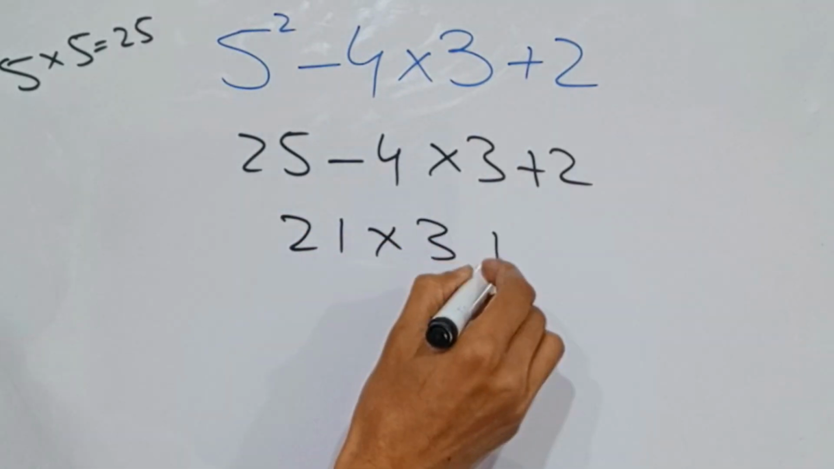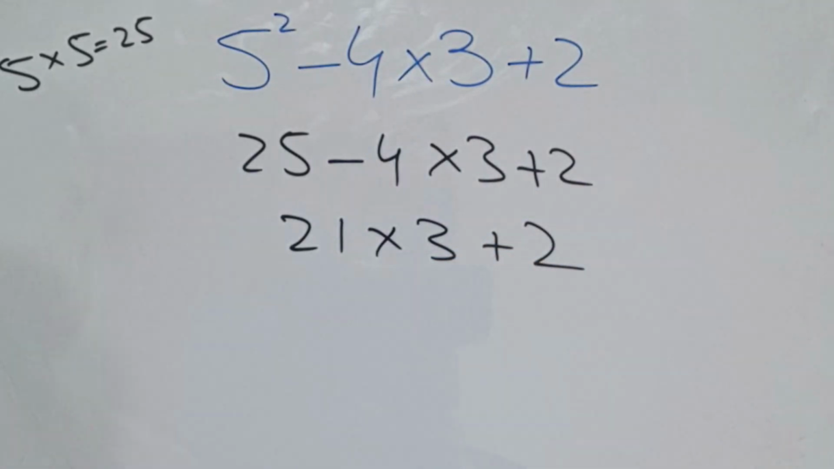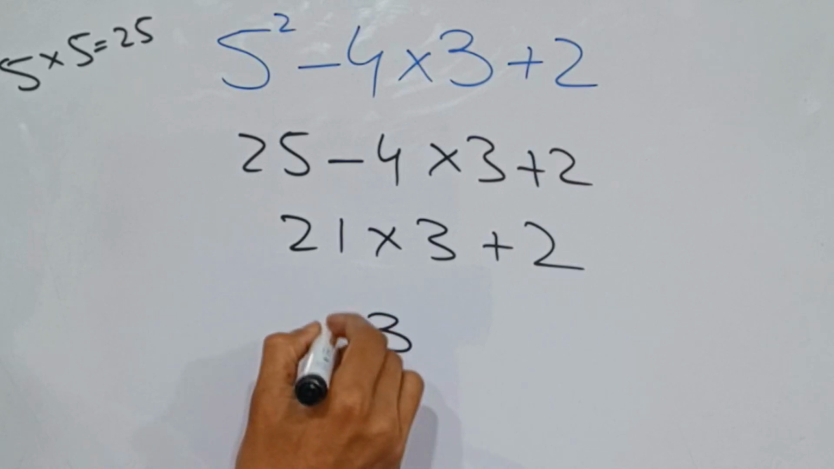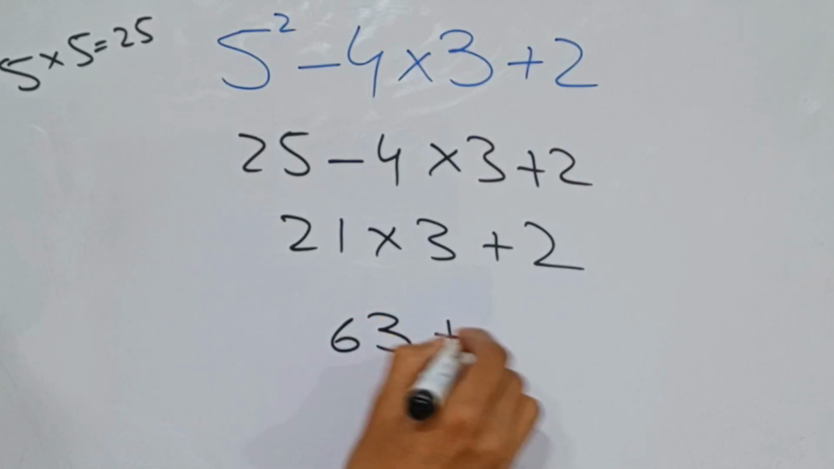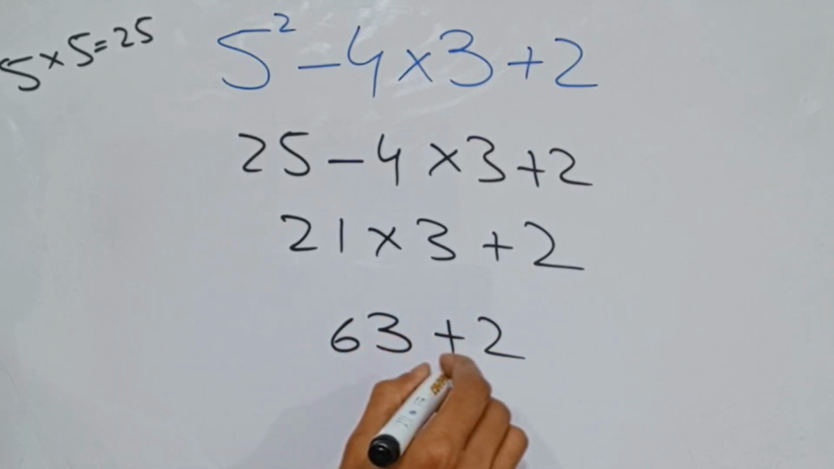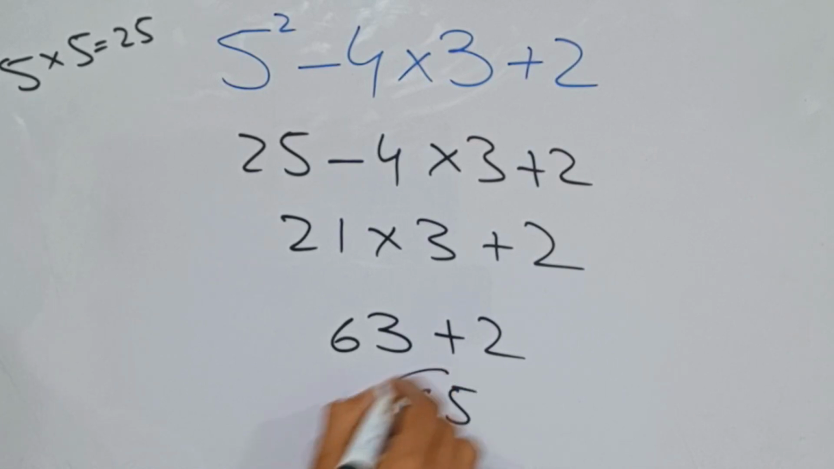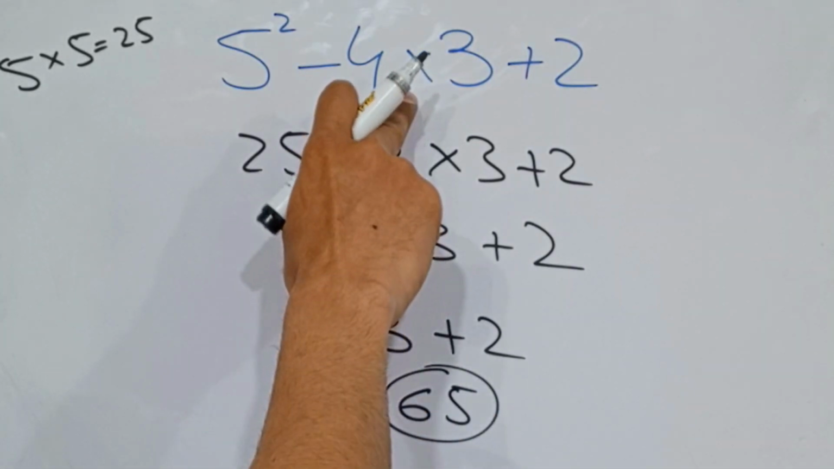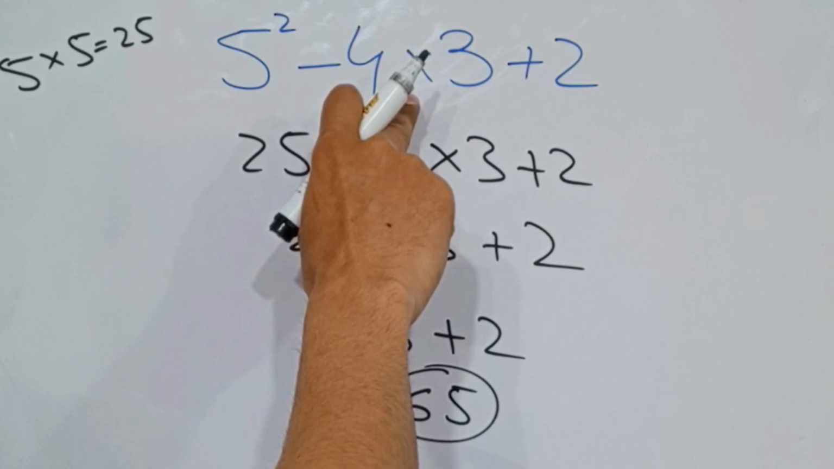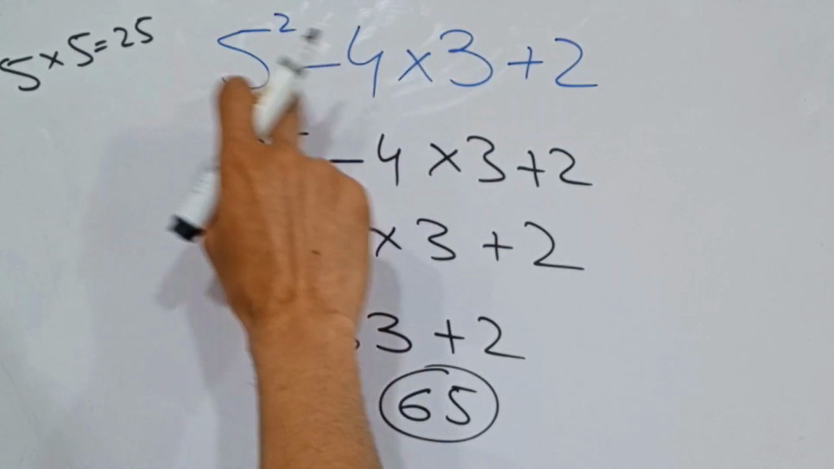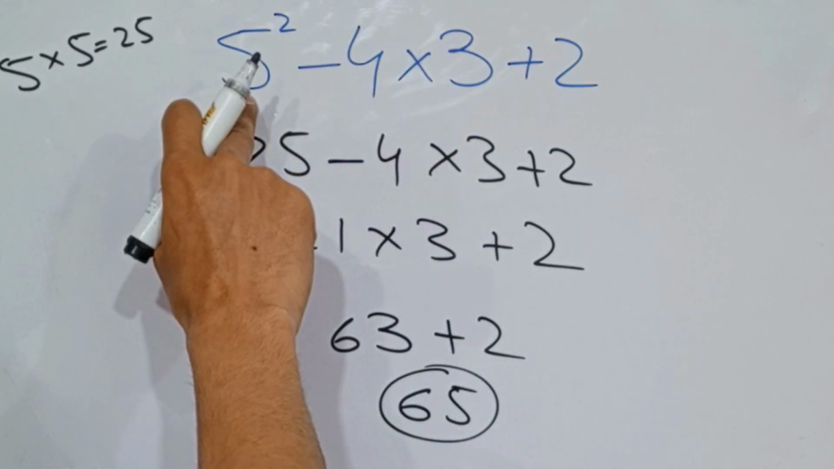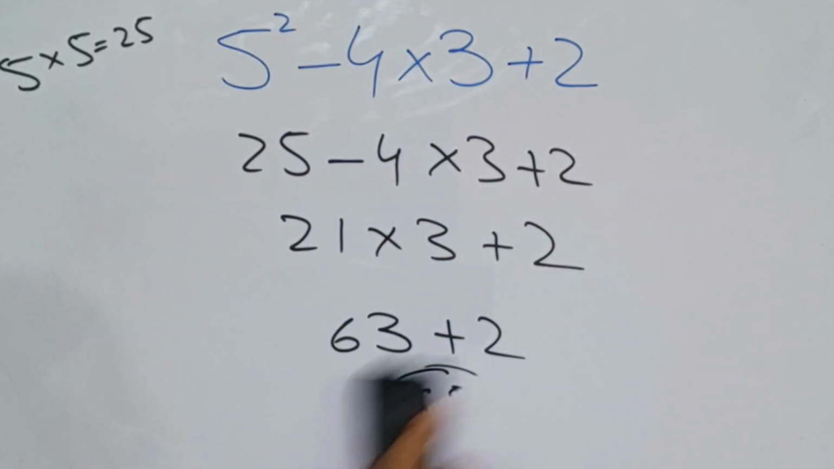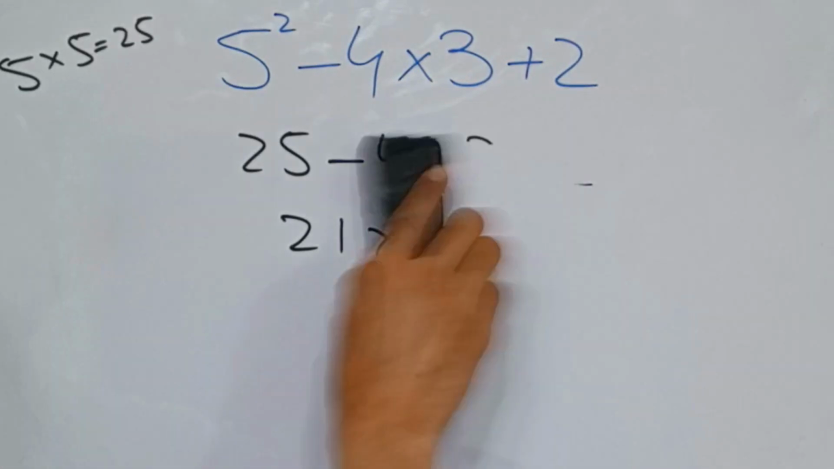Times 3 plus 2. Now 21 times 3 equals 63 plus 2, and 63 plus 2 equals 65. But this is wrong. Multiplication and division must be done before addition and subtraction, but exponents first. So let's solve it correctly.